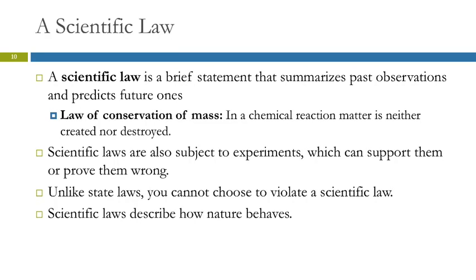Okay, so the next step in the scientific method after the experimentation is laws and theories. Laws and theories are often confused by students, and they have a very distinct difference. A scientific law is a brief statement that summarizes what has been observed in the past and can be used to predict future events. One law that you might be familiar with is the law of gravity.